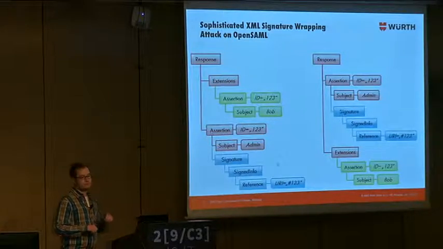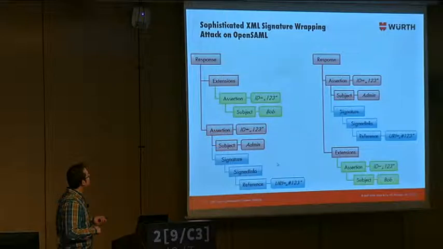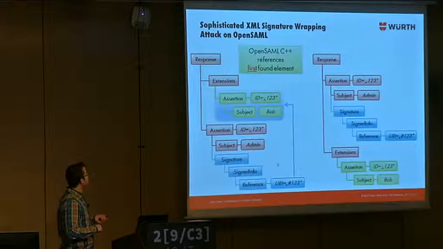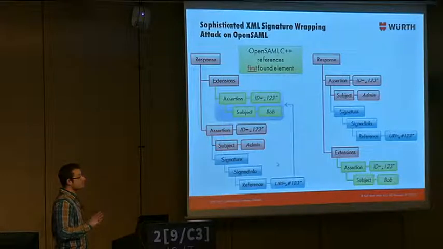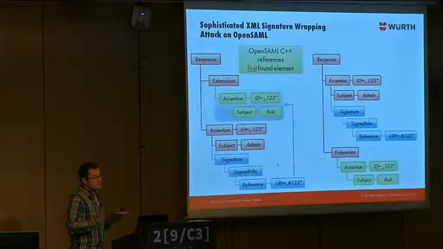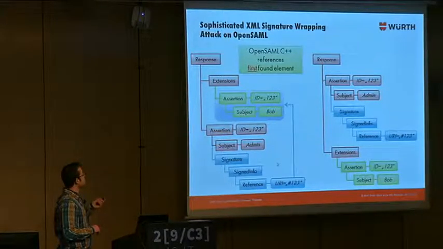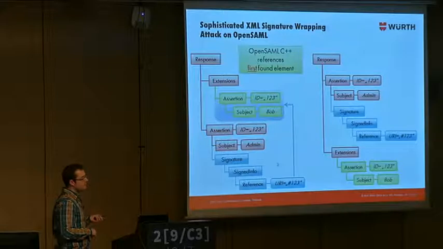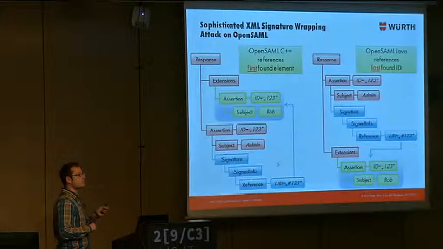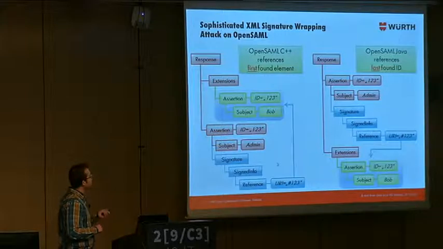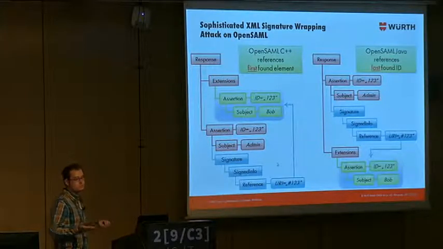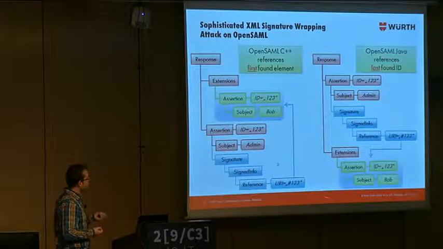and now the big question is which assertion gets validated by the signature verification. On the left side, you see the evil response message for the OpenSAML C++ implementation. Here, the signature verification verifies the first found element in the signature, and therefore the good assertion is before the evil one. In the second case, we have the OpenSAML Java implementation. Interestingly, there the last found assertion gets validated by the XML signature, and so therefore we just copied the good element after the evil element, and yeah, that's all.